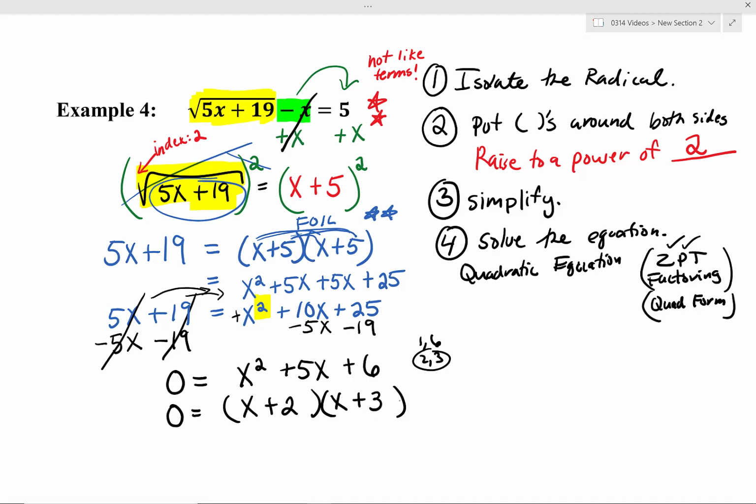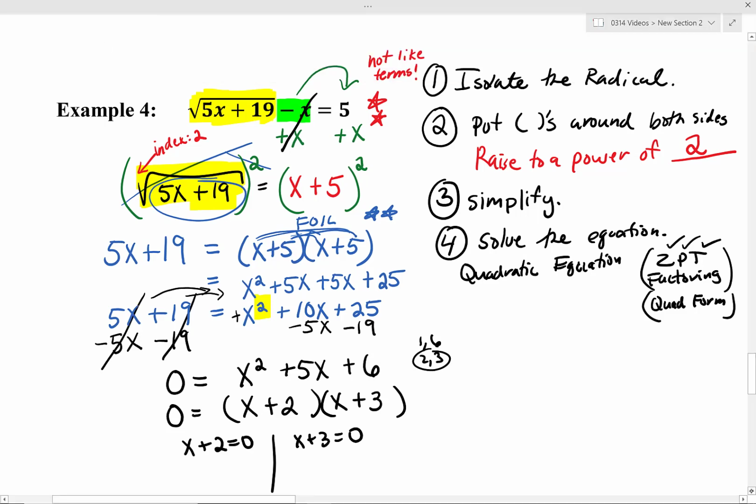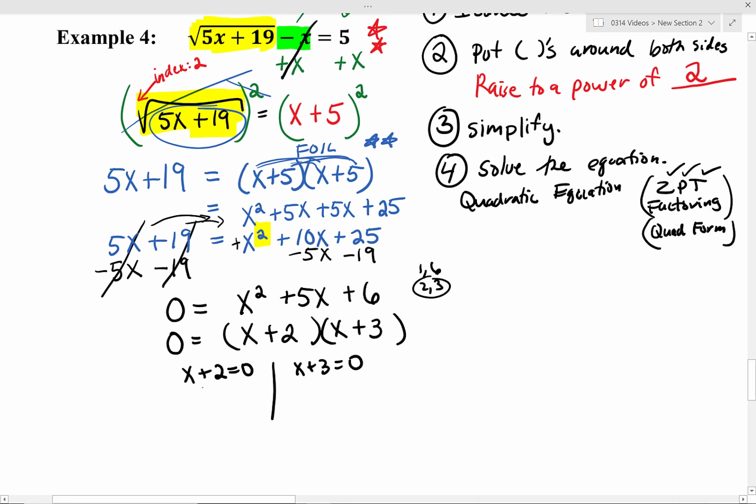Right, so our ZPT method says after you factor, we're going to use the theorem. We're going to set each one of these factors that contains an x in it equal to 0. Okay, so now we need to solve both of these linear equations for x. On the left linear equation, I need to subtract 2 from both sides, so we get x is equal to -2. On the right linear equation, I have x plus 3 equals 0. I need to subtract 3 from both sides to get x by itself. So I get x is equal to -3.